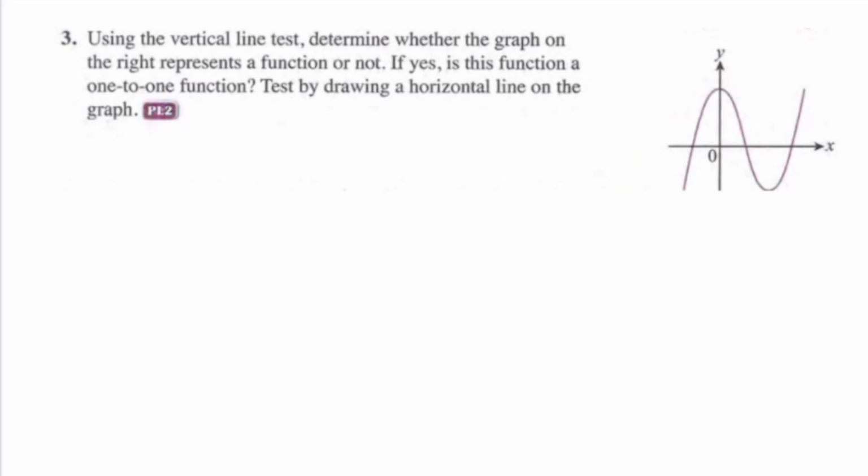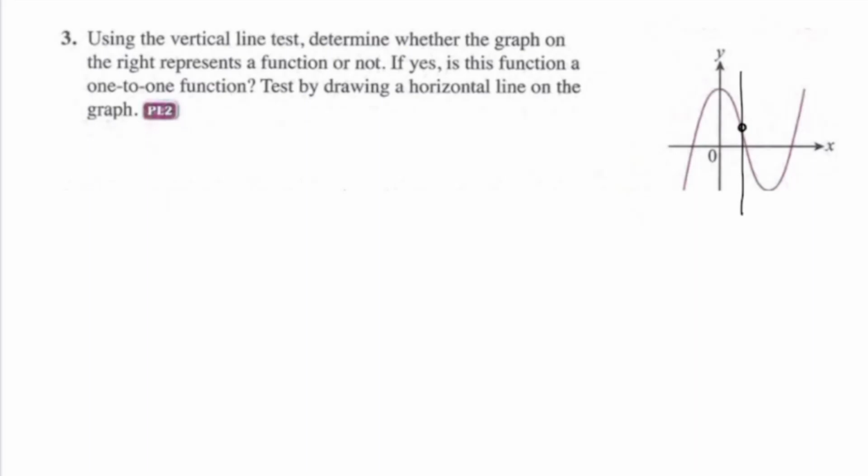Using a vertical line test, determine whether the graph on the right represents a function or not. If yes, is the function one-to-one? Test by drawing a horizontal line. Now, a vertical line test means we draw a vertical line downwards and see how many points it intersects the y here.